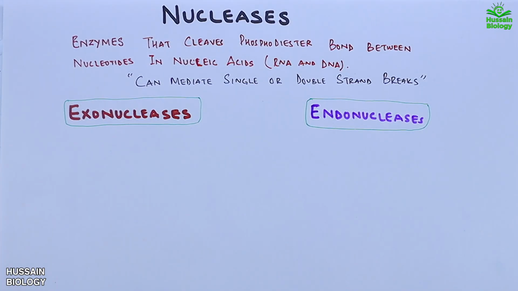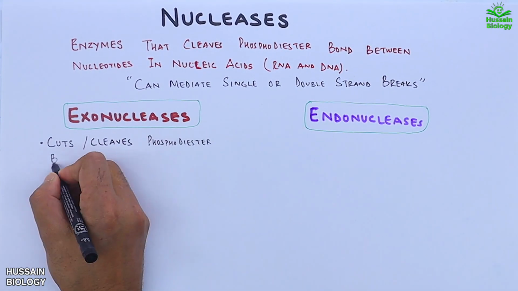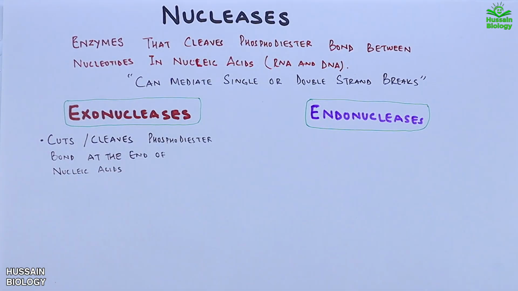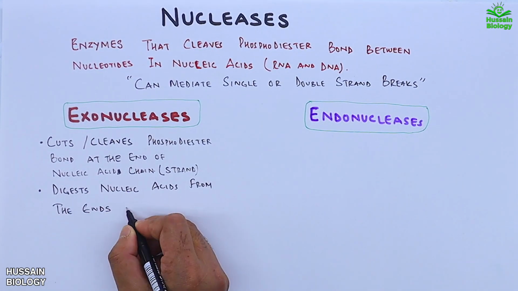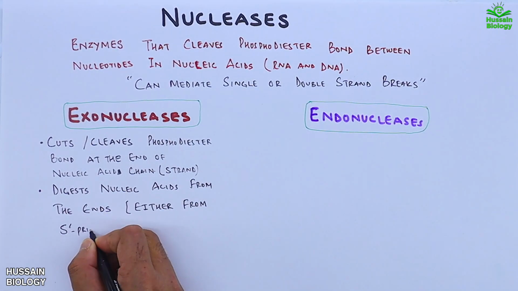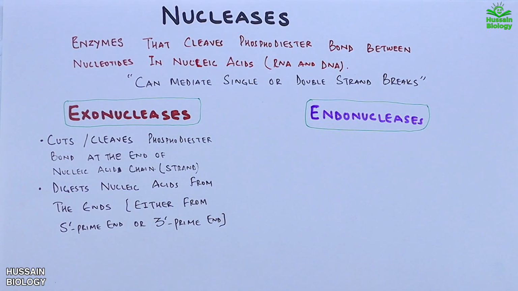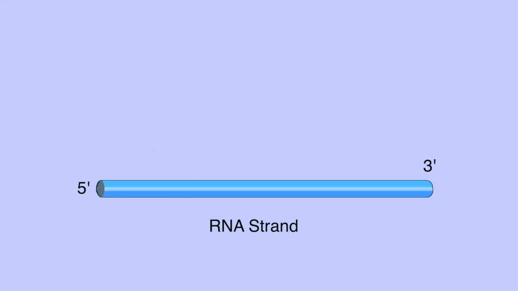The exonucleases cut or cleave the phosphodiester bond at the end of a nucleic acid strand. So we can say it digests nucleic acid strands from the ends, either from the 5' end or from the 3' end. Here we can see a short animation where an RNA strand has been shown. It's acted upon by an exonuclease enzyme from the 3' end and starts cleaving it into nucleotides.